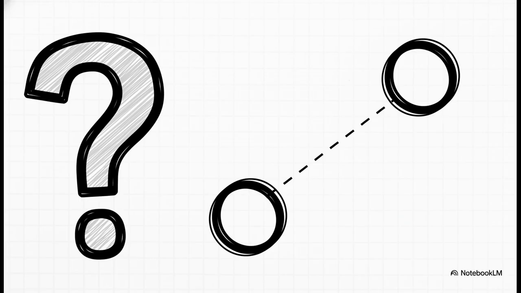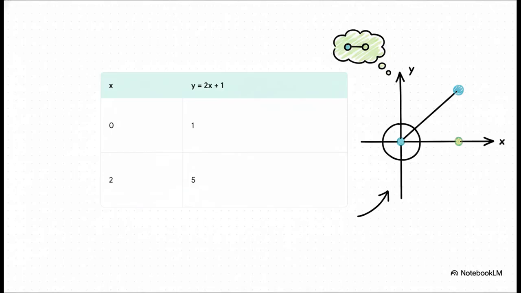y is less than or equal to 2x plus 1. Now for this one, we can't just draw a straight vertical or horizontal line. We need to find a couple of coordinates to make sure we plot the line y equals 2x plus 1 perfectly. The easiest way to do this is to just pick some simple x values. Let's try x is 0. So y would be 2 times 0 plus 1, which is just 1. Okay, so our first point is 0, 1.